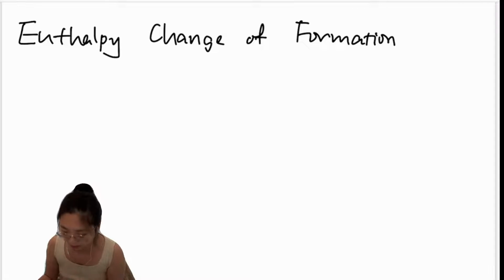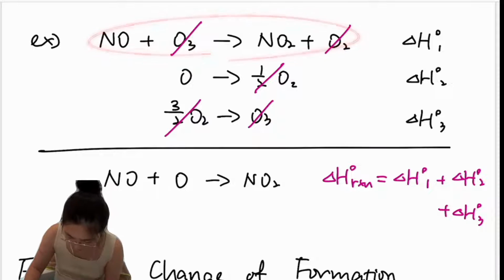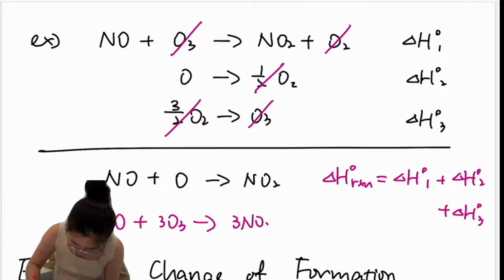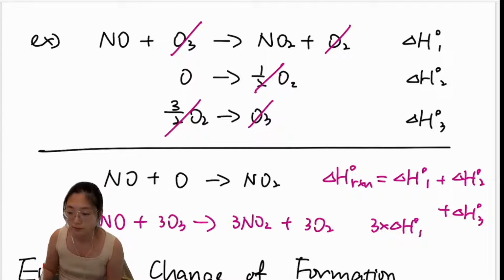Wait, when do I multiply H? So for example, when you are given this reaction, and let's say I want you to find the enthalpy change for this reaction, then you are going to just multiply 3 by the enthalpy change.